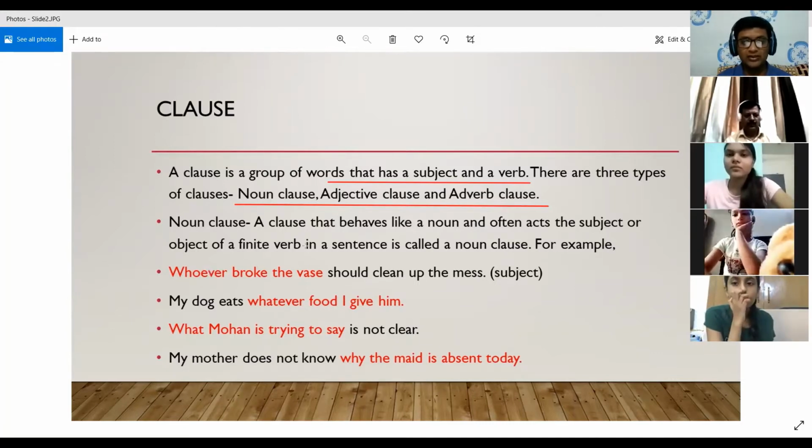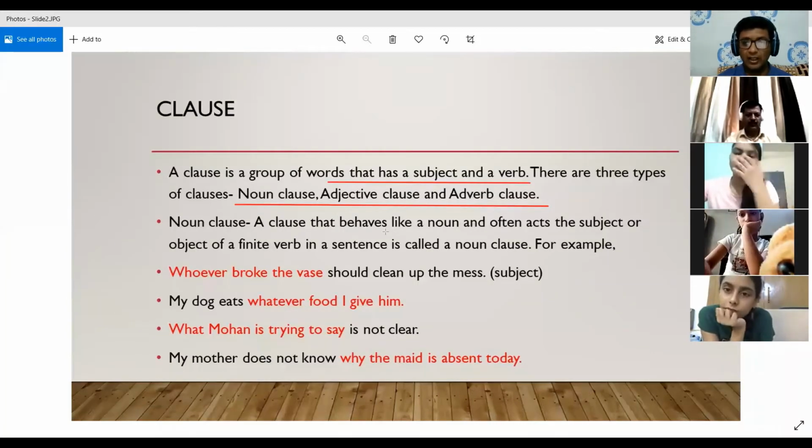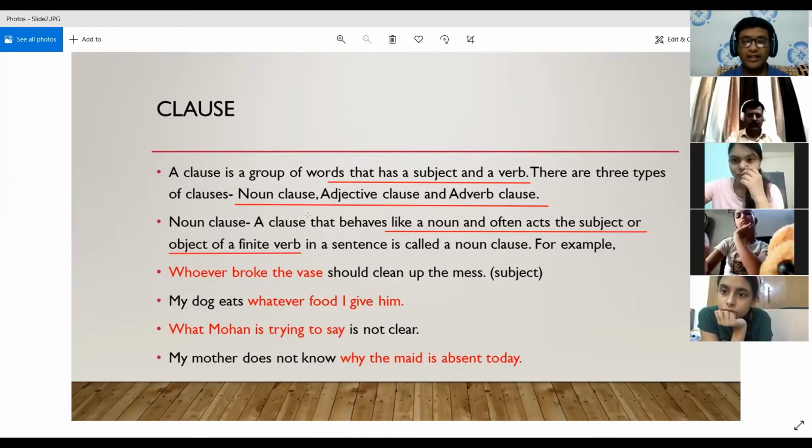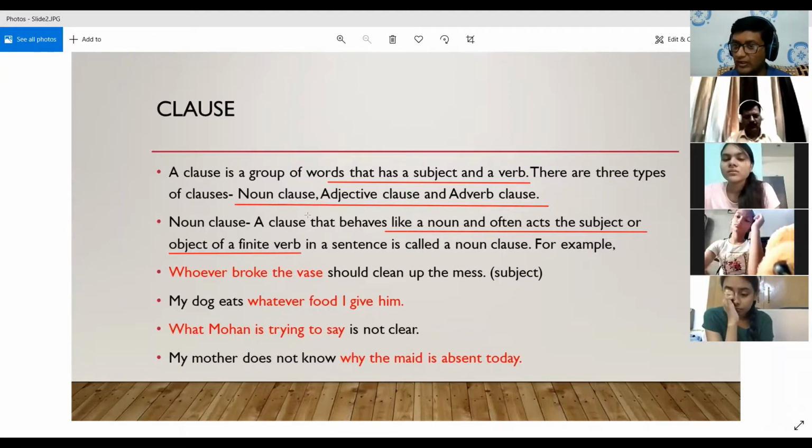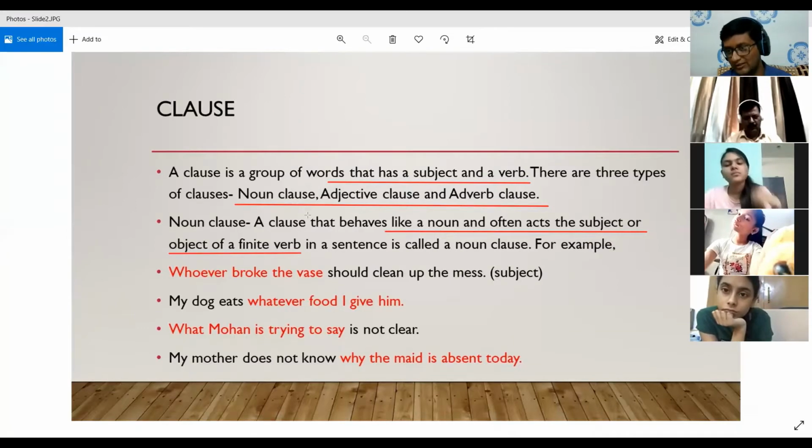A noun clause is one that behaves like a noun and often as the subject or object of a finite verb. So first of all, let me tell you what is a finite verb. Finite verbs are those that depend on the, you can say, singularity or plurality of the subject that is present. For example, when we studied agreement of verb with subject, when the subject was singular, the verb was also singular. It took S with it.